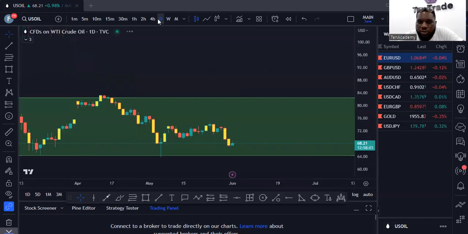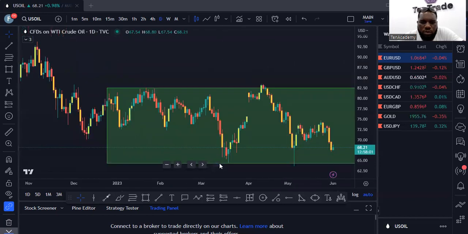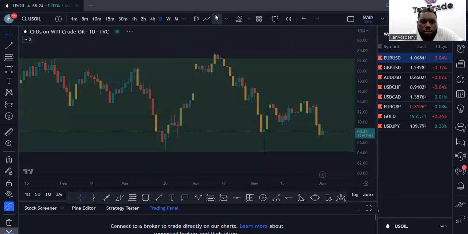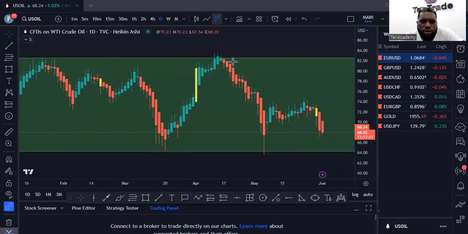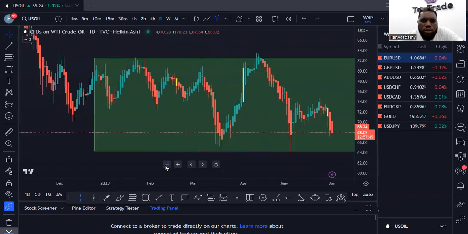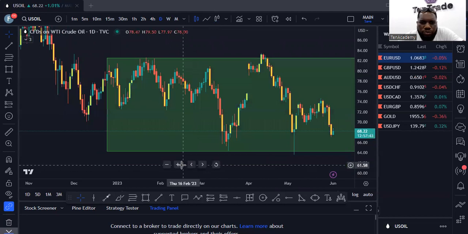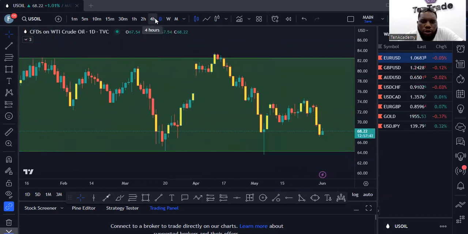Let's go to the daily time frame. On daily, which structure am I seeing? Okay, it's not very clear. Let me shift to the higher candle. I'm still seeing something here. Let me go back to the 4 hours. Overall, price is still in that demand zone.